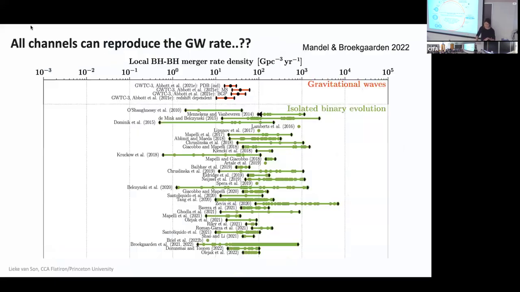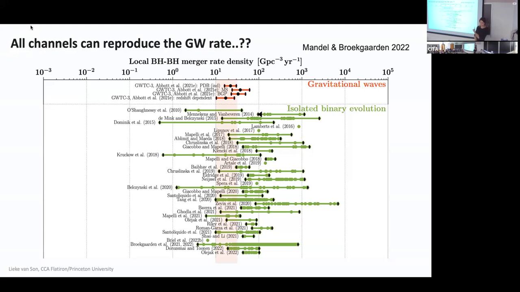But as people got more and more creative, they also just created more and more formation channels. And conspicuously, all of these formation channels seem to predict a rate that is of the order of, or even higher than, the observed LIGO-Virgo rate. This is the LIGO-Virgo rates from the first few observing runs.